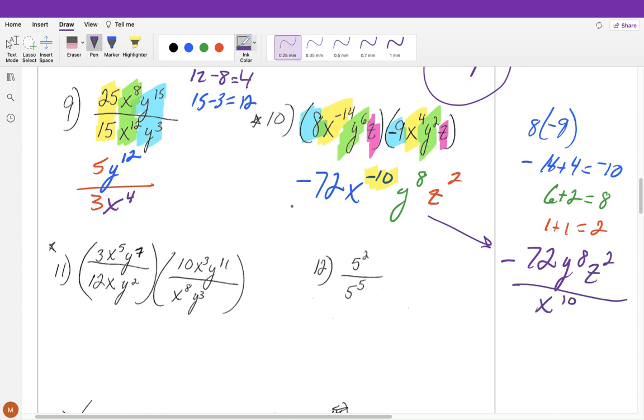This one would be exceeding at this point. When we practice this more and more, it will be one that I would expect you to be able to do. But for now, that one will be exceeding.